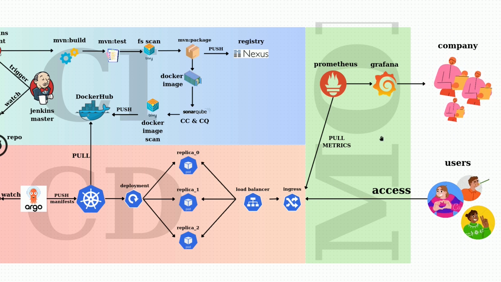But we have some people in the company that want to monitor our application. For that purpose, we are going to use Prometheus. Prometheus is going to pull the metrics of our software, and then Grafana will pull these metrics and display them using beautiful tables.